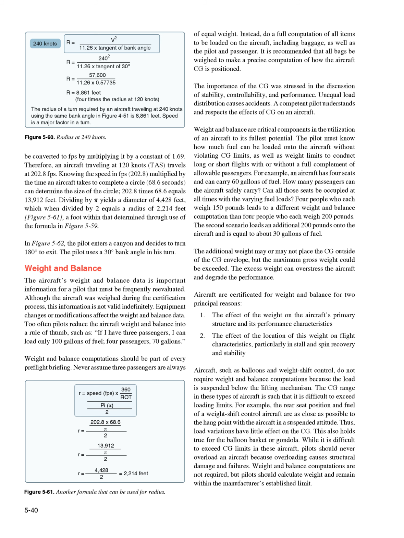Aircraft, such as balloons and weight shift control, do not require weight and balance computations because the load is suspended below the lifting mechanism. The CG range in these types of aircraft is such that it is difficult to exceed loading limits. For example, the rear seat position and fuel of a weight shift control aircraft are as close as possible to the hang point with the aircraft in a suspended attitude. Thus, load variations have little effect on the CG. This also holds true for the balloon basket or gondola.